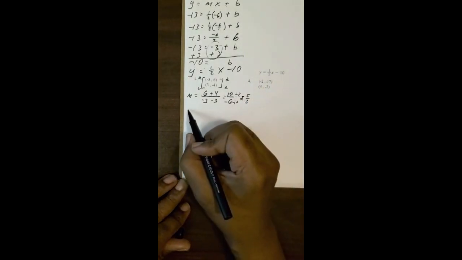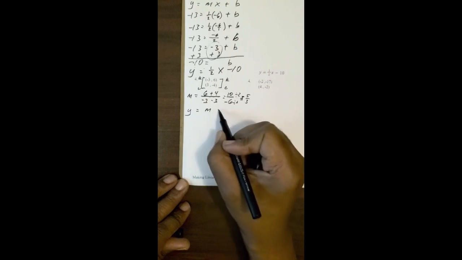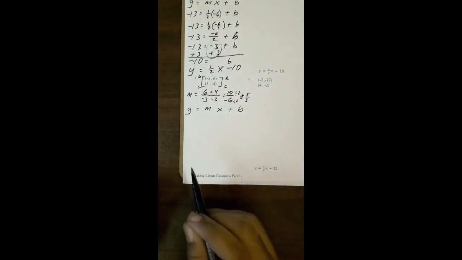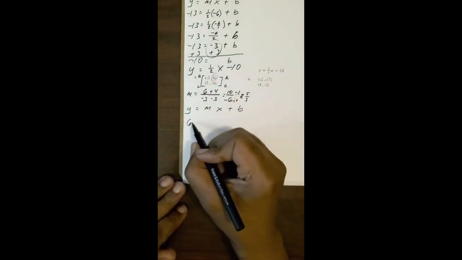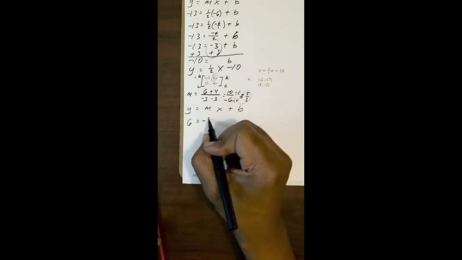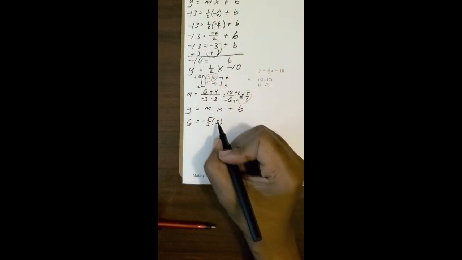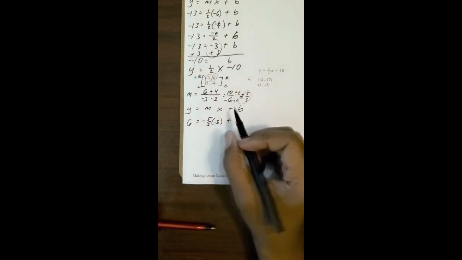All right, so let's write the equation. y equals mx plus b. And for the y, we're going to use the 6. For the m, we're going to use the negative 5 over 3. For the x, we're going to use the negative 3. So negative 3 here, and then plus b.